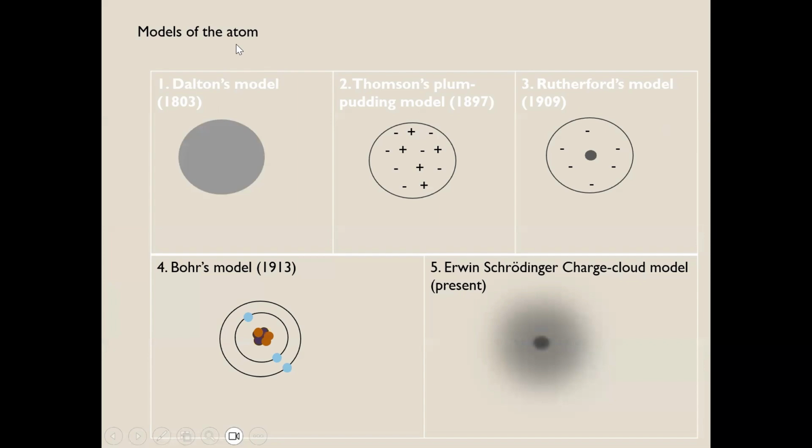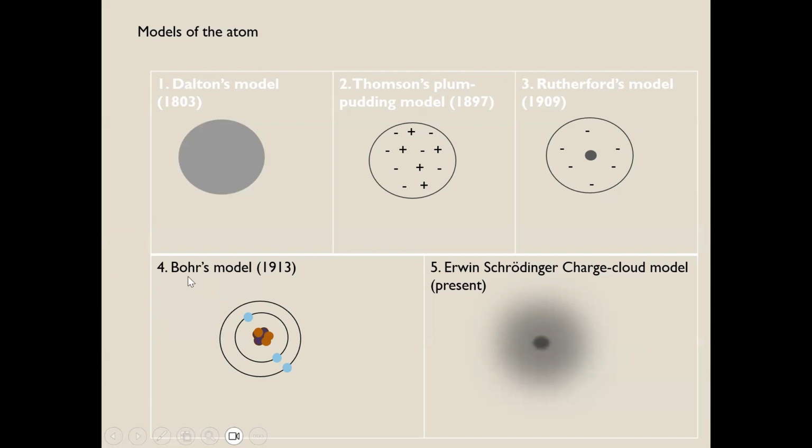So the model of the atom has a long history, starting from the Dalton model, which sees the atom as a small particle without anything inside it. Then Thomson suggested that the atom has small positively and negatively charged particles inside it. Then the Rutherford model explained the atom as a center surrounded by negatively charged particles.